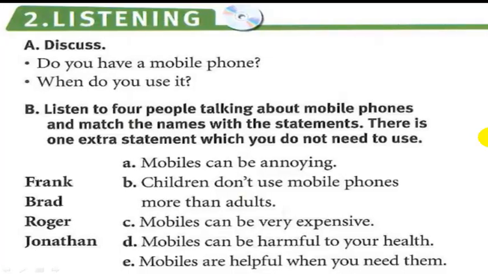Now try to listen carefully to these people while they are talking and try to understand what they say, and try to match these statements to those people. Read again the statements. A. Mobiles can be annoying. B. Children don't use mobile phones more than adults. C. Mobiles can be very expensive. D. Mobiles can be harmful to your health. E. Mobiles are helpful when you need them. The people are Frank, Brad, Roger, and Jonathan.